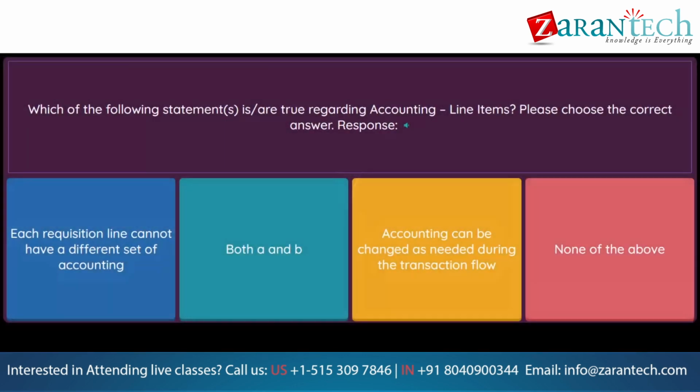Question: which of the following statement(s) is/are true regarding accounting line items? Please choose the correct answer. Response: Option 1 Each requisition line cannot have a different set of accounting. Option 2 Both A and B. Option 3 Accounting can be changed as needed during the transaction flow. Option 4 None of the above.